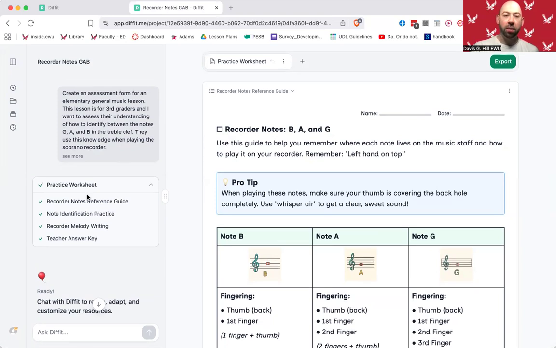And then it had a couple of different questions it asked me here about like what's more important, writing the note or identifying it? Do you want them to have to talk about which hand to use? Do you want them to have to talk about rhythm? And I said, no, no. So it used that information to create this form.